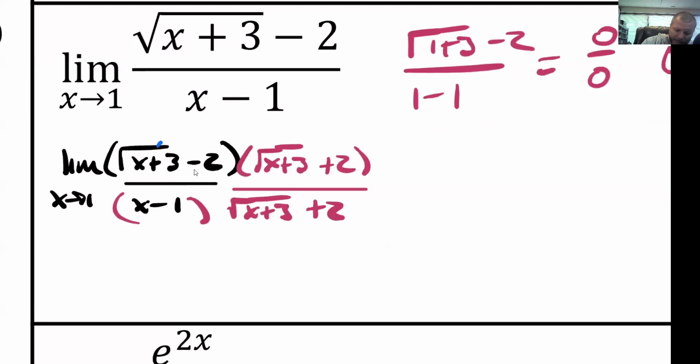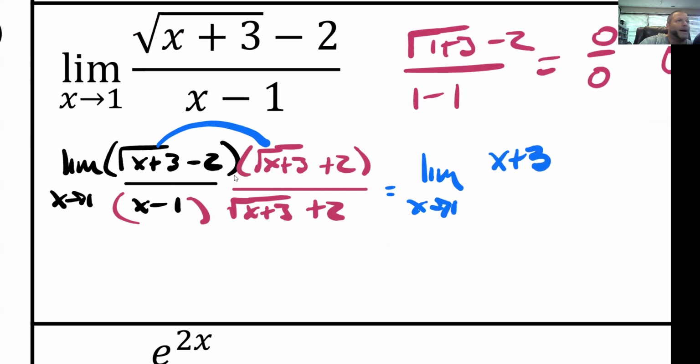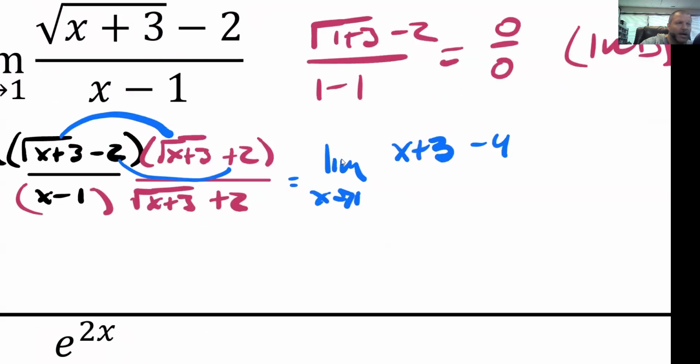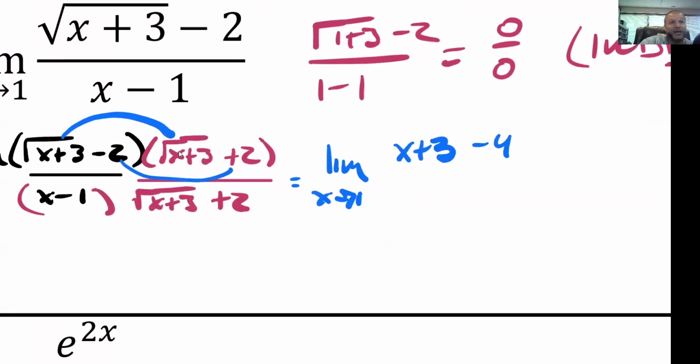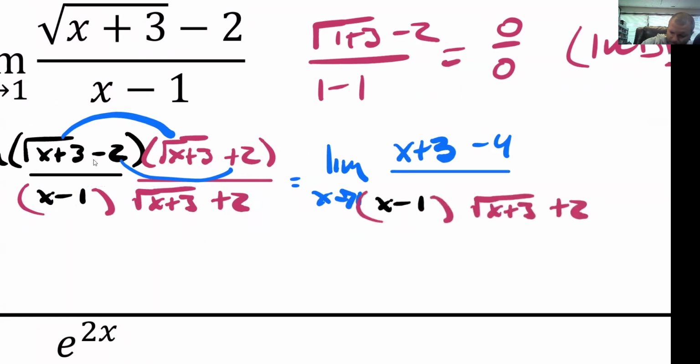So when we multiply these out, radical x plus 3 times radical x plus 3 is just going to give us x plus 3. I have a minus 2 times another positive 2, that's going to be a minus 4. And then, as always happens with conjugates, this minus 2 times radical x plus 3 and this positive 2 times radical x plus 3 just cancel out, so we don't even have to write them. And then our denominators are still just hanging out right there.